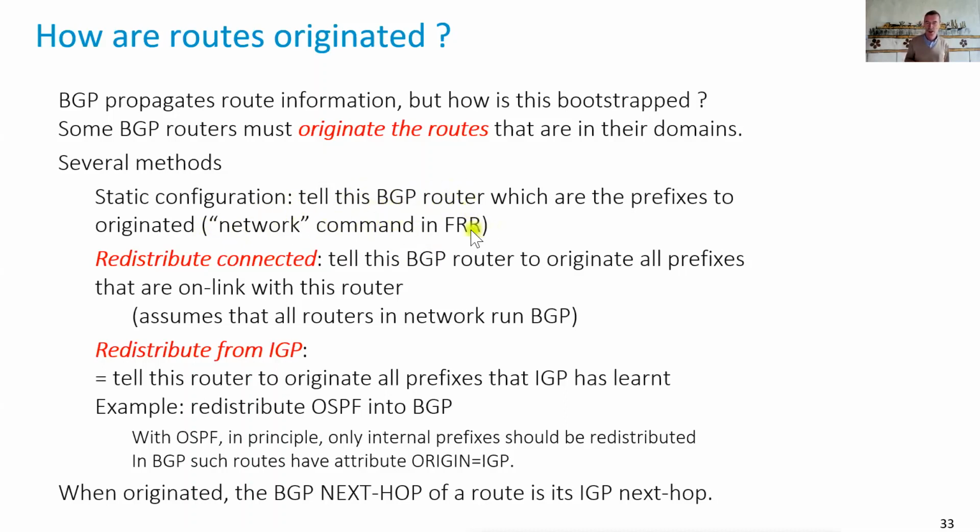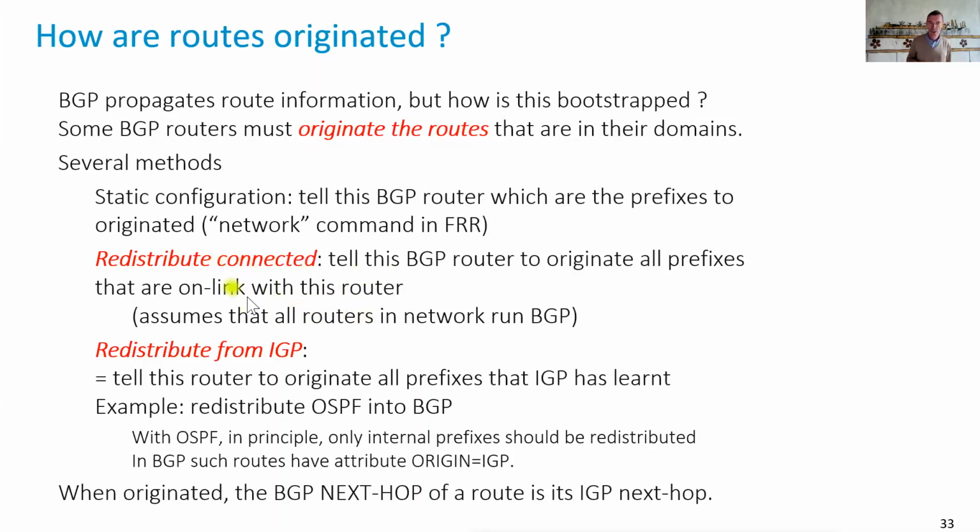So for example, in the lab, in the software we will use in the lab, which is called FRR, we will use the network commands to tell these BGP routers which are the prefixes they have to advertise. But of course, this is only for small networks. In large networks, there are essentially two methods: redistribution, which is either redistribute connected, so it tells this router to automatically advertise all the prefixes that it knows of because it is directly connected to them, because its configuration as a router, BGP or not, is saying that there is a prefix on each of these links here.